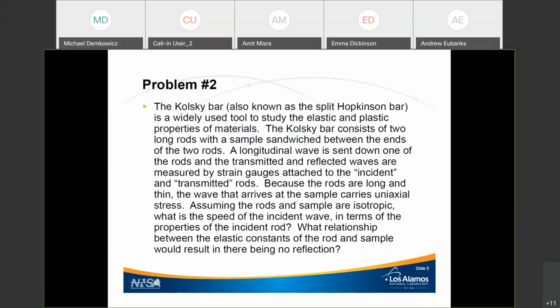So let's assume the rods and the sample are isotropic, which is, at least for the rods, normally the case. They're polycrystalline steel normally, and the grains are reasonably randomly oriented. But let's assume the sample is isotropic too. And so there were two questions, really. One is, what's the speed of the incident wave as it comes through the incident rod? The second question was, what relationship between the elastic constants of the rod and the sample would result in there not being a reflection? So let's address that first one first.